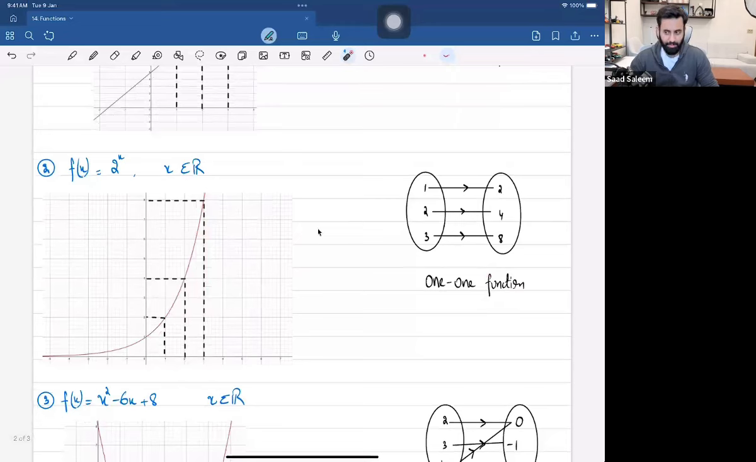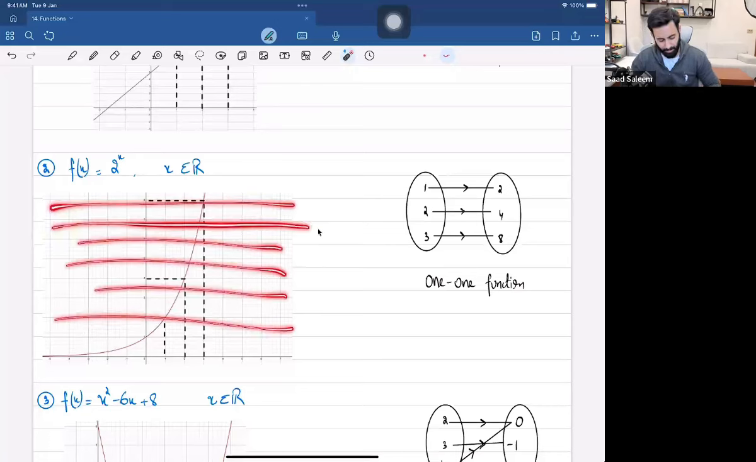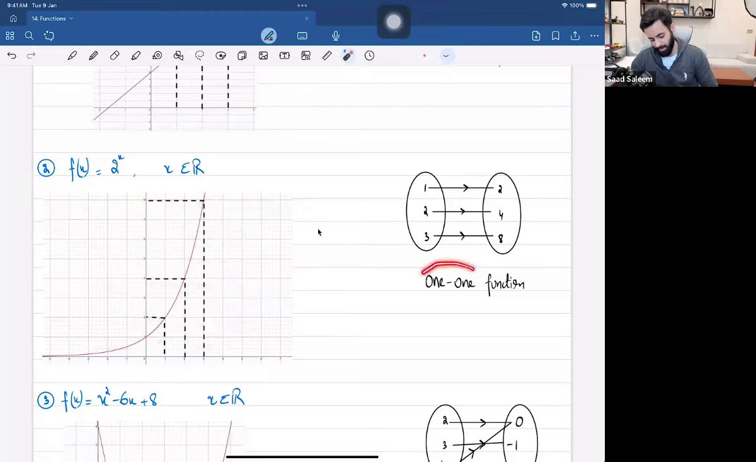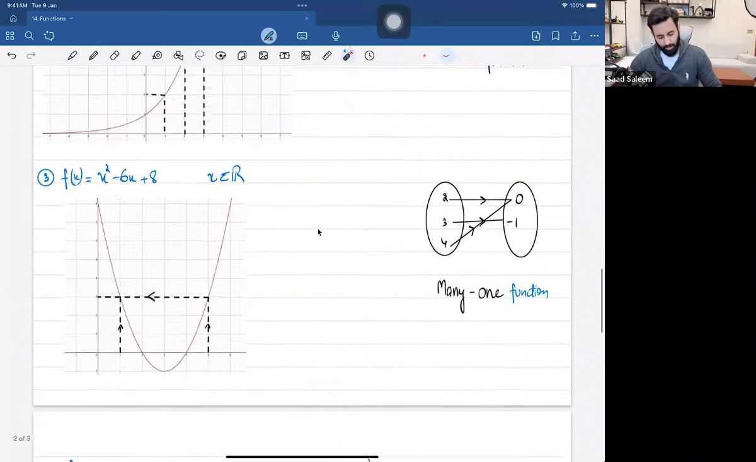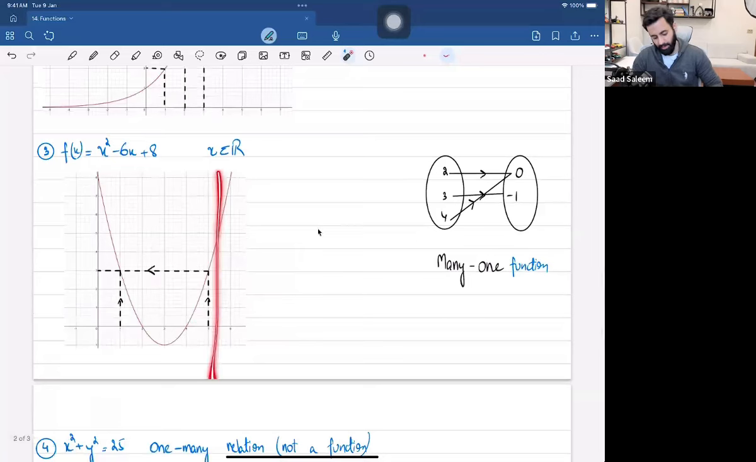Now, once we have figured out it's a function, only then do we proceed to decide whether it's a one-to-one or a many-to-one function. So let's say I draw a horizontal line here, here, here, at multiple points. Is there a point where a horizontal line will cut it at two points? No, there isn't, which means it passes the horizontal line test, which means it's a one-to-one function.